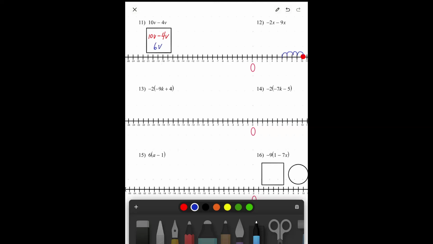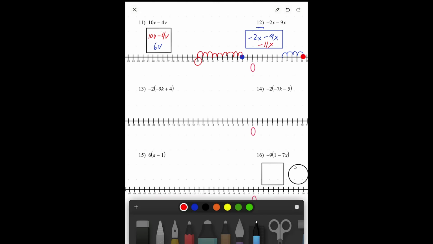Okay, and then let's do number 12. Number 12 is a negative 2x minus 9x. Again, if I were doing a box, this would be a negative 2x minus 9x. So I'm going to start at a negative 2, which is right here, and then go 9 to the left since I have a minus 9. So this is going to be 1, 2, 3, 4, 5, 6, 7, 8, 9. So a negative 2 minus 9 is a negative 11x. That would be our answer. All right, you guys good?